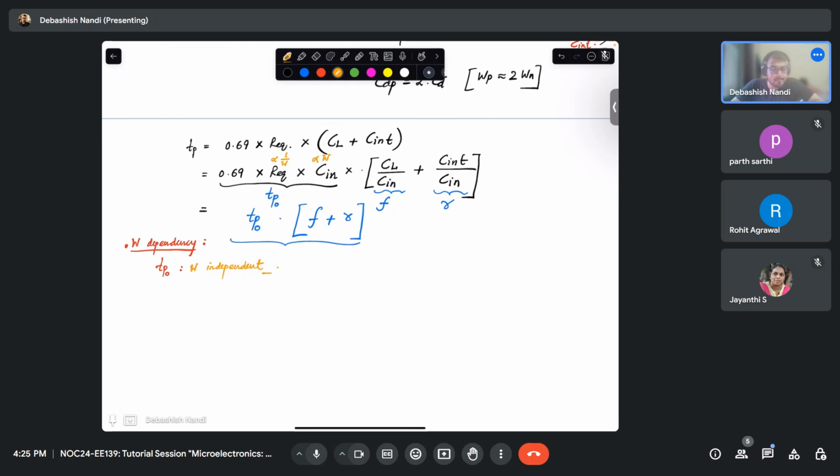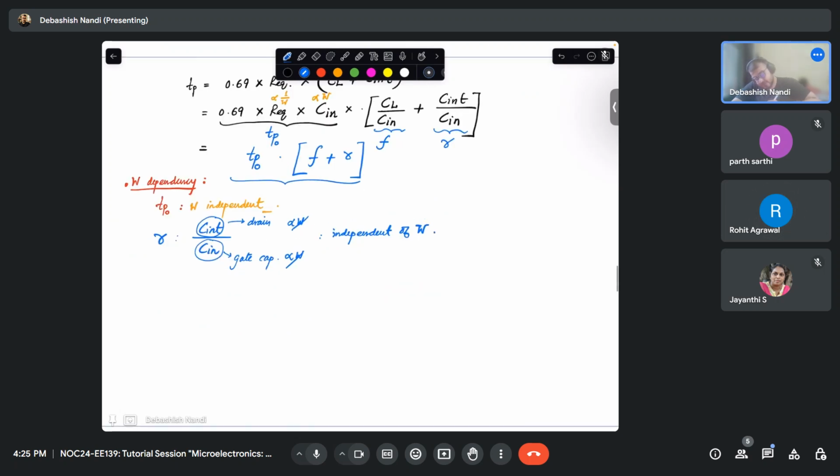What about gamma? Gamma is basically C internal by C in, right? C in is your gate capacitance basically, and C internal is the drain capacitance. So here proportional to W, here proportional to W, this gets cancelled. So it is also independent of W.